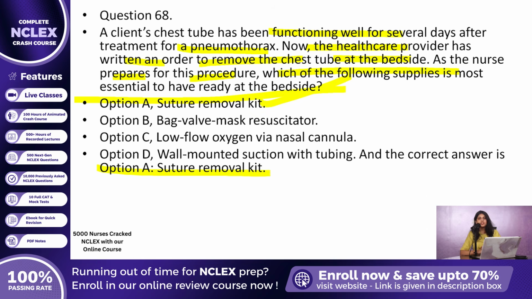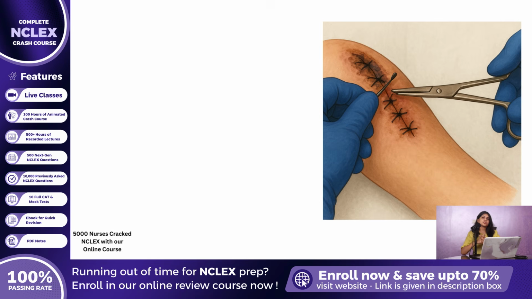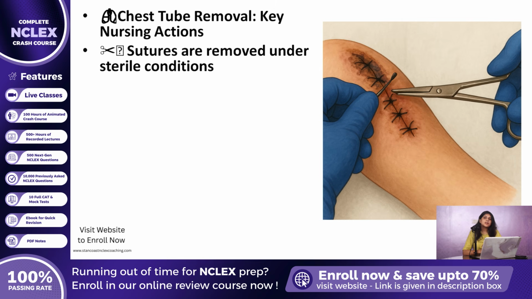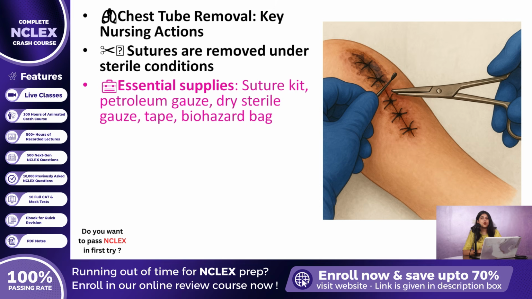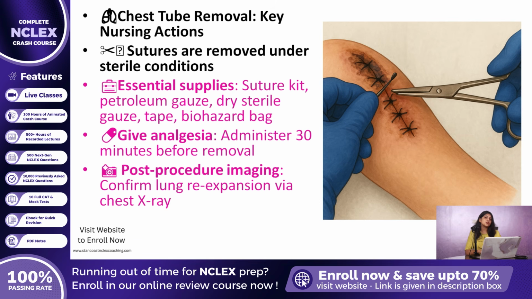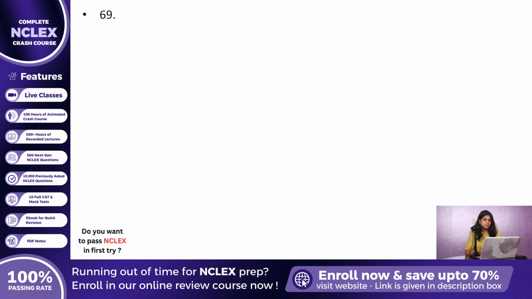Here's the rationale. Chest tubes are often sutured in place for security, and when it is time to remove them, these sutures must be removed under sterile conditions. A suture removal kit, along with occlusive petroleum gauze, dry sterile gauze, adhesive tape, and a biohazard bag, are the most essential supplies for bedside readiness. In addition, nurses should provide analgesia about 30 minutes before the procedure and be prepared for post-removal imaging to confirm lung re-expansion. Let us now move into question 69.